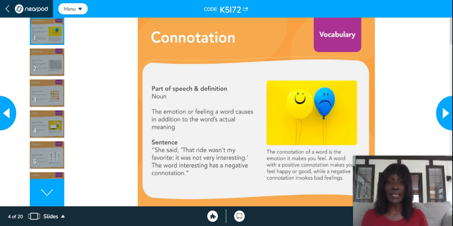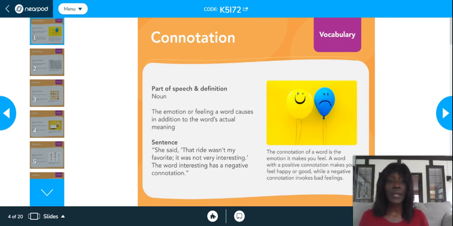So let's look at a sentence that represents connotation. She said, that ride wasn't my favorite. It was not very interesting. The word interesting has a negative connotation. Why? Because you're looking at the context clues. Ride wasn't my favorite. So by default, that phrase would indicate that there's something wrong, a negative idea, a negative emotion. And therefore, the word interesting would have a negative connotation.